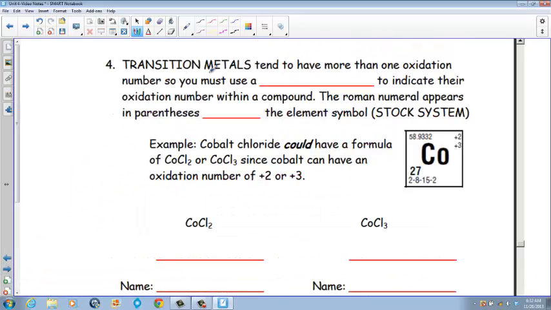All right, so transition metals tend to have more than one oxidation number, so we must use a Roman numeral to indicate their oxidation number within a compound. The Roman numeral appears in parentheses after, and I will capitalize that, that's very important, after the element symbol. This is called the Stock system.